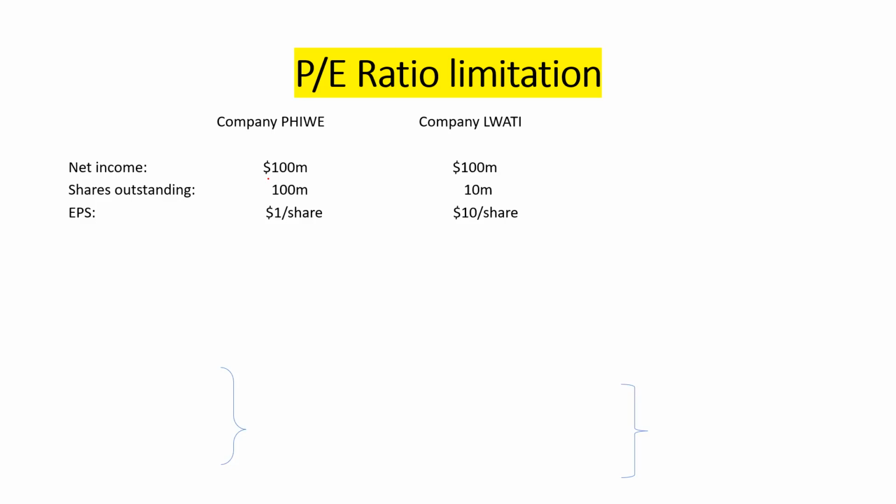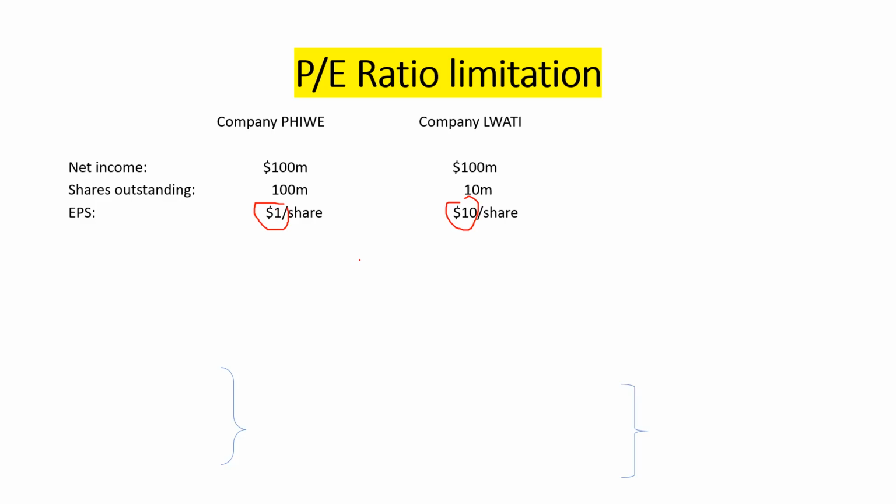You got it right. Company Lwati's share is more valuable than company Piwe's share. Why? Because each share of company Lwati generates $10 in profit, whereas each share of company Piwe generates only $1 per share. So you got it right. Company Lwati's share is more valuable.